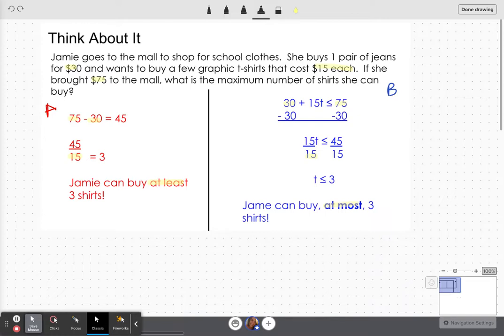One is saying they can buy 3, 4, or 5, or 6, or 10. And student B is saying they can buy at most 3. So they could buy 1 shirt, 2 shirts, or 3 shirts. And we need to figure out who is correct and why.